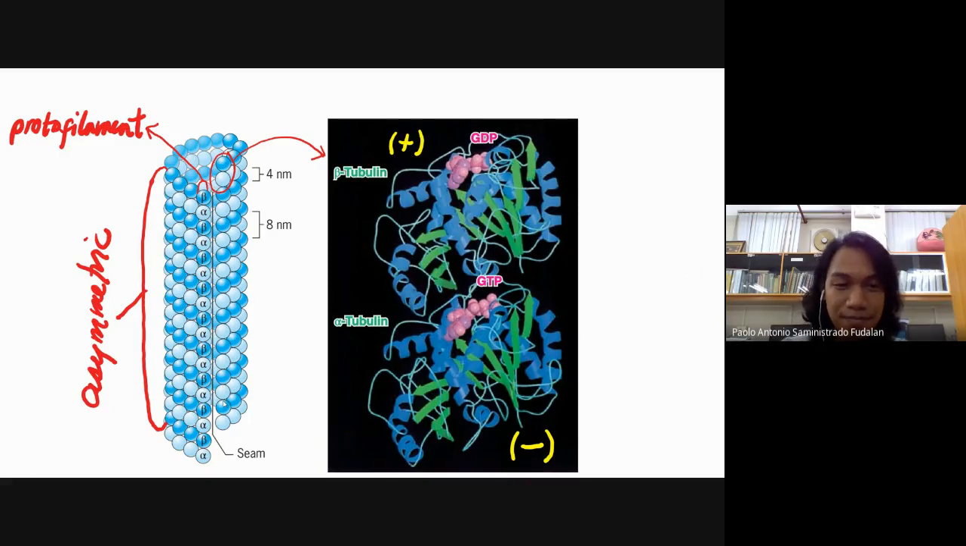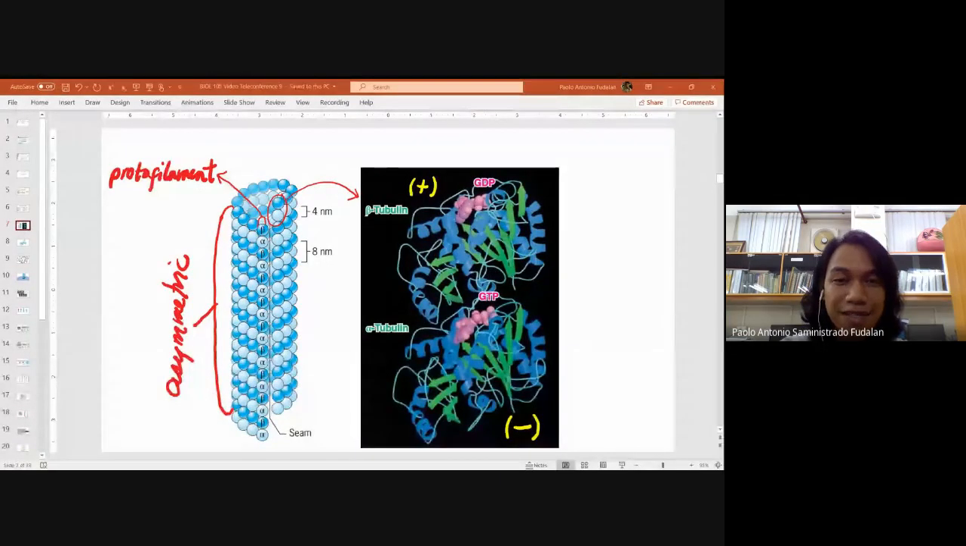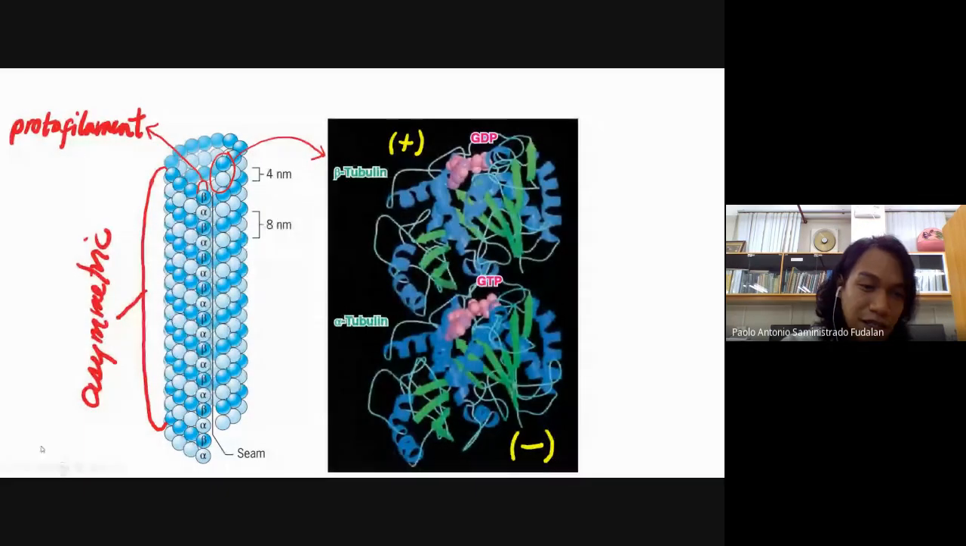The seam. Okay, I need to admit someone first. What is the seam that we can see here? I think the easiest way to visualize or imagine it is if you're going to fold or roll a cartolina. Have you tried rolling a cartolina? There is going to be that seam where the two edges of the cartolina will meet when you roll them. And it's hollow in the middle, just like this microtubule. So imagine a microtubule as a rolled cartolina or a rolled paper.